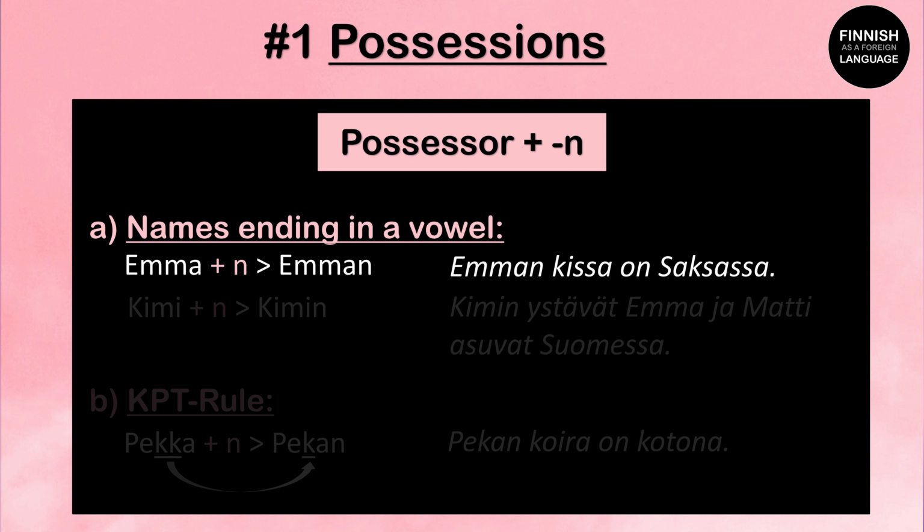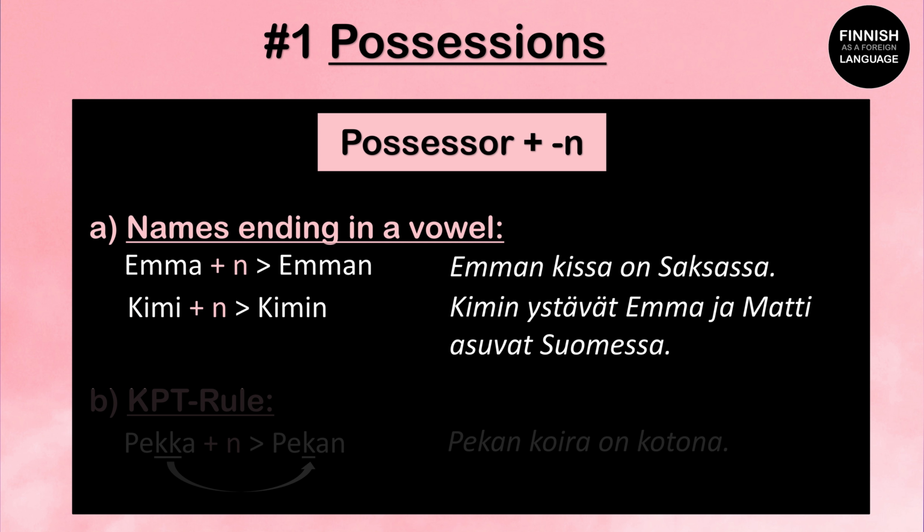Here's one example. Emman kissa on Saksassa means Emma's cat is in Germany. So Emman kissa means Emma's cat or the cat of Emma, and on Saksassa means in Germany. Germany is standing here in the inessive case. So let's repeat. Emman kissa on Saksassa. Emma's cat is in Germany.